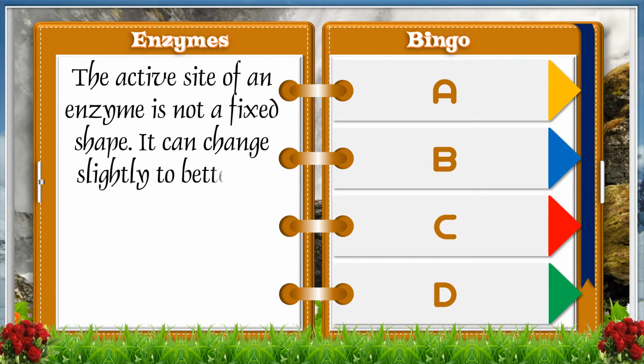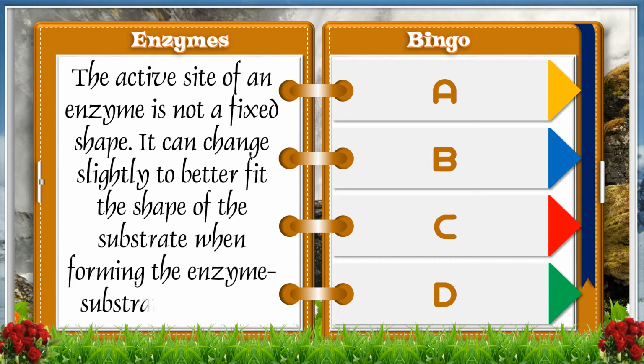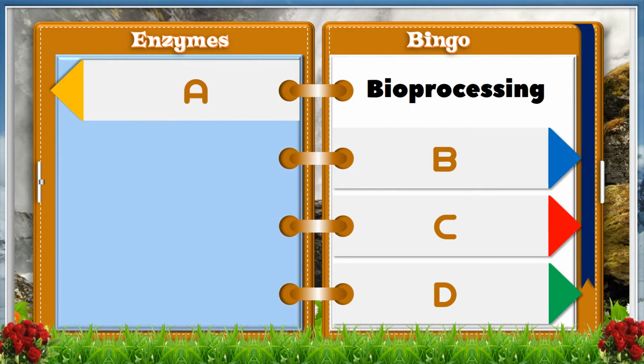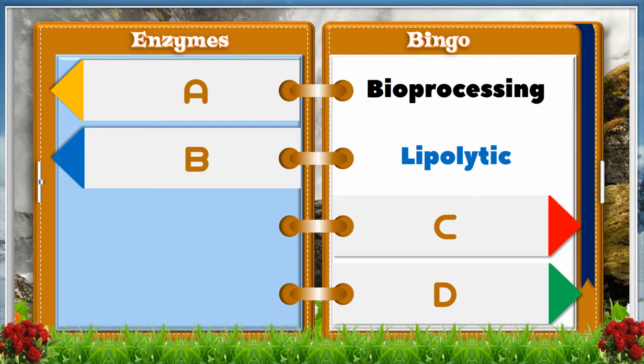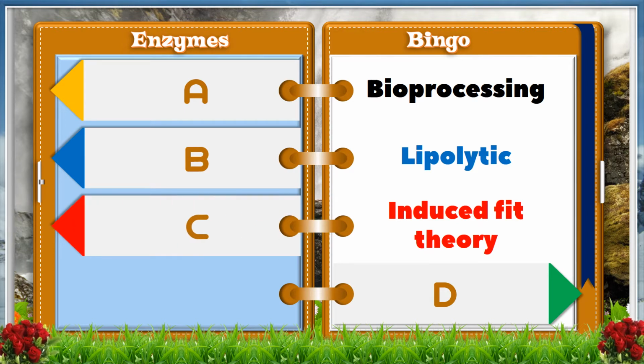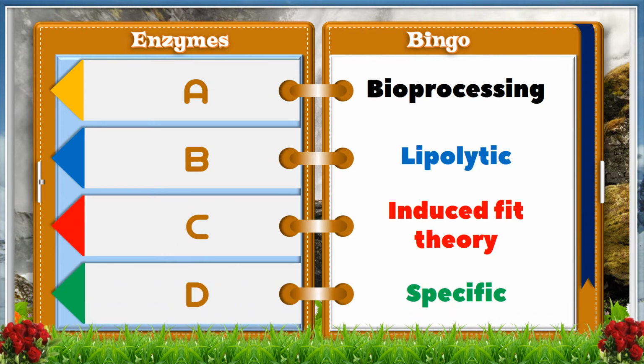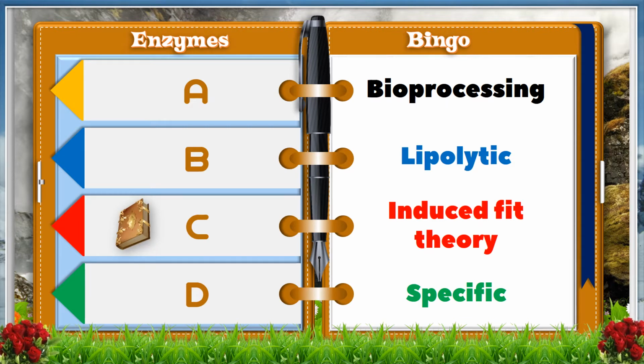The active site of an enzyme is not a fixed shape. It can change slightly to better fit the shape of the substrate when forming the enzyme-substrate complex. A. Bioprocessing. B. Lipolytic. C. Induced fit theory. D. Specific. And the answer is C. Induced fit theory.